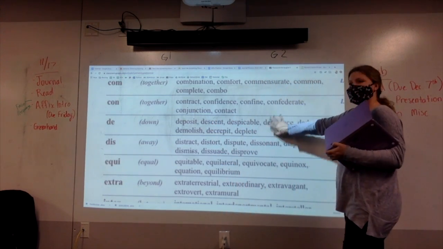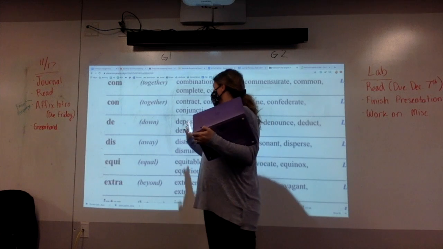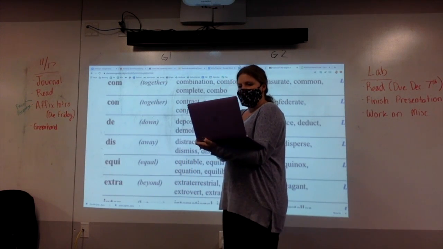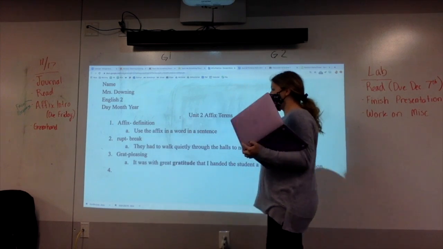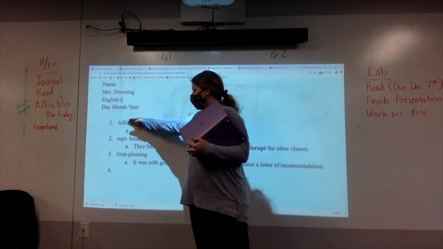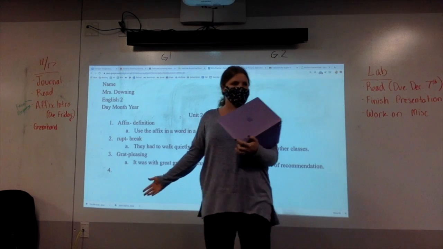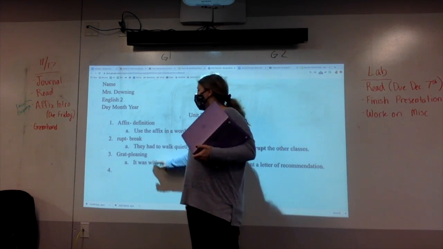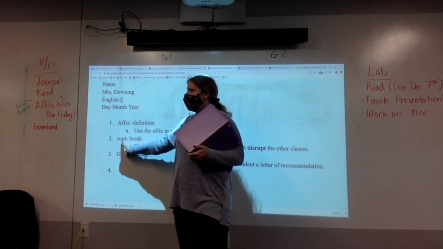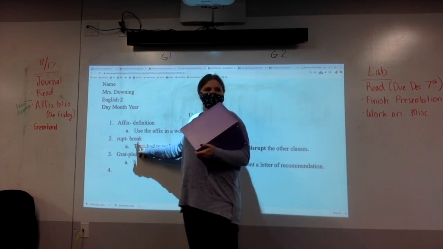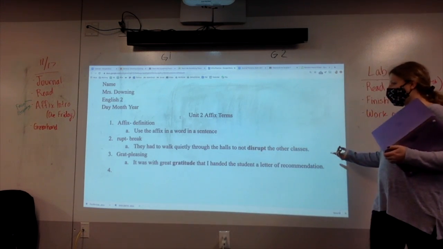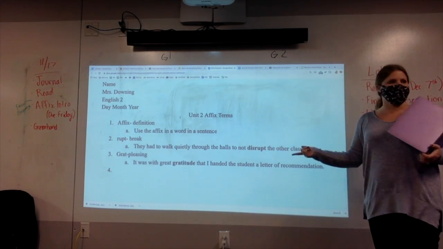And you just have to look at these words and write a sentence from it. You only need to do 1 word per affix. So when you go back to this list, it has an example. You actually are going to delete 1 through 4, and you'll have to fill in your own because none of these affixes are a part of your 25. But this is an example, like the affix rupt means break. So then I put it in a sentence. They had to walk quietly through the halls to not disrupt other classes.